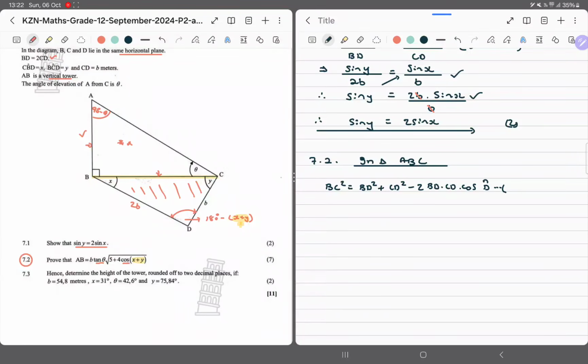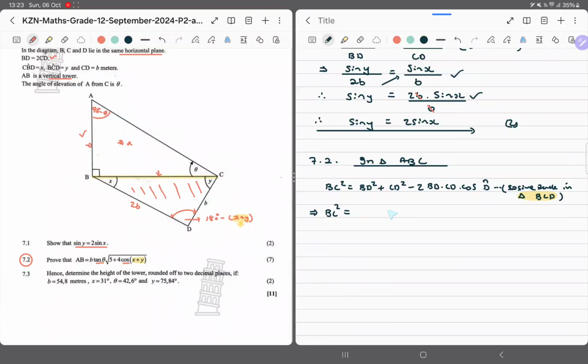Now you have to specify what did you do just now. You can say the cosine rule in triangle BCD. Now I have to specify the triangle because now I'm using this triangle as a means to an end because I'm trying to get BC in this triangle so that my work is smooth. So have a nice work ethic, guys.